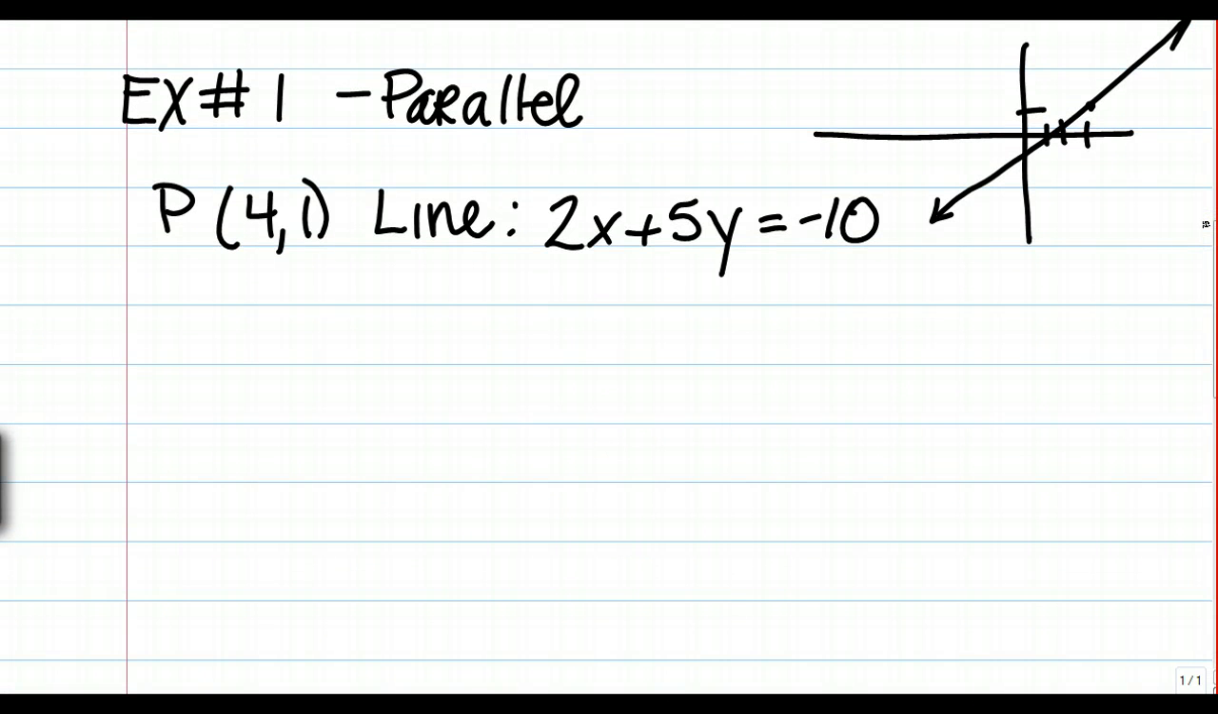We're going to do one example on parallel lines and then one example on perpendicular lines. So our notes are going to be pretty short tonight. It says that you have a point and you have a line, and it says write an equation of a line given the point 4, 1. So let's pretend that this line I'm going to draw is the line 2x plus 5y equals -10. It's not, but I'm pretending, I'm just guessing. Let's say it looks like this. So this would be the old line.